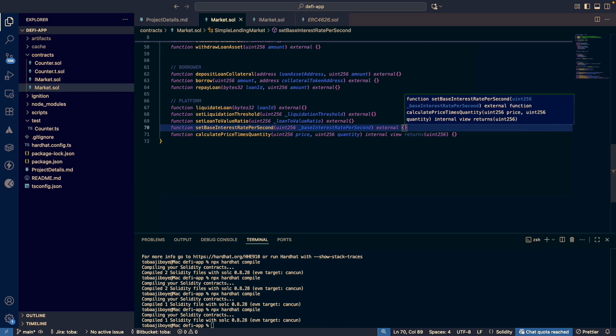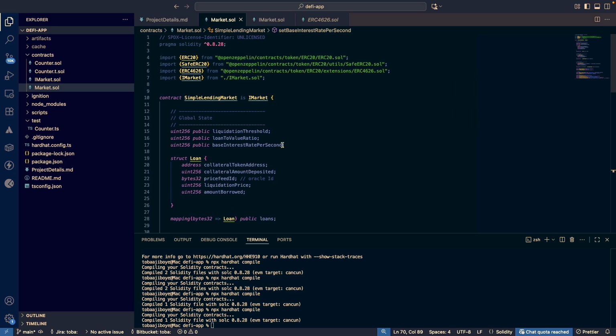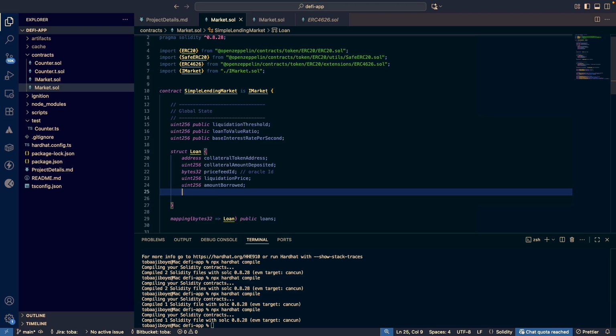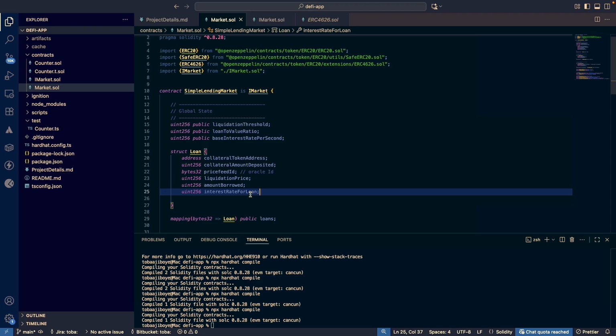Here we go. So yeah, we have that sorted. Based on that, we then want to know what is the interest rate that applies to this loan, so that when the repayment is being calculated, we know what it is. Okay, so this is now interest rate for loan. Okay, so we have collateral token address, collateral token amount deposited.